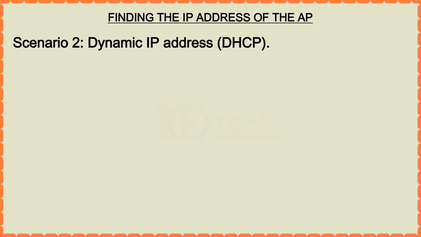If the AP is set to receive its IP address dynamically via a DHCP server, things get a little more complex. If this is the case, then what do we do? If it is set to dynamic IP address, then this access point will get an IP address from the DHCP server on the network. Let's suppose we note down the IP address of the access point by logging into the RUCKUS Unleashed network web management interface.